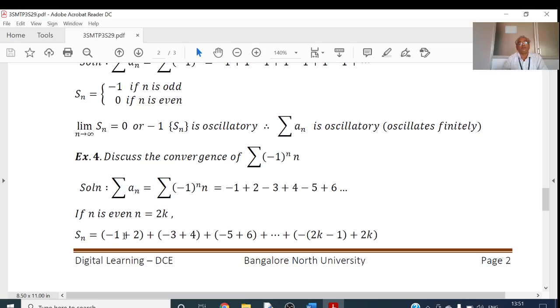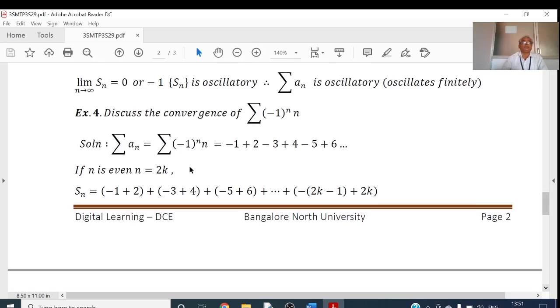I will write minus 1 plus 2 in one bracket. Next I will take the third term and the fourth term and put them in one bracket. The fifth term and sixth term I will put in one bracket. And the last two terms I will put in one bracket. See, each bracket is positive here, plus 1.